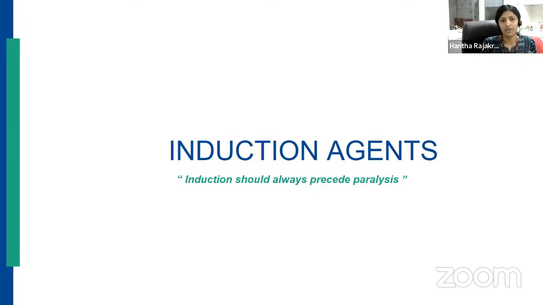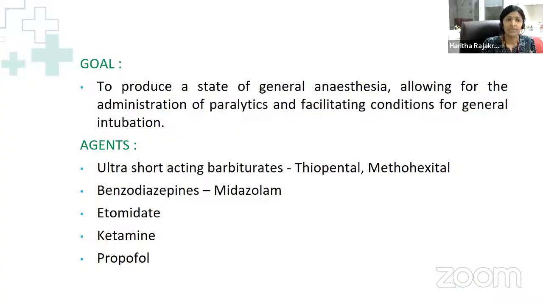Once that is done, your next step will be inducing the patient. That is the induction agents that you will use. What you try to do here with the use of induction agent is, first, you need to produce a state of general anesthesia. This allows for the administration of paralytics and facilitates a condition for general intubation. You don't want your patient to be moving around, or panicking around. So you need to calm the patient.